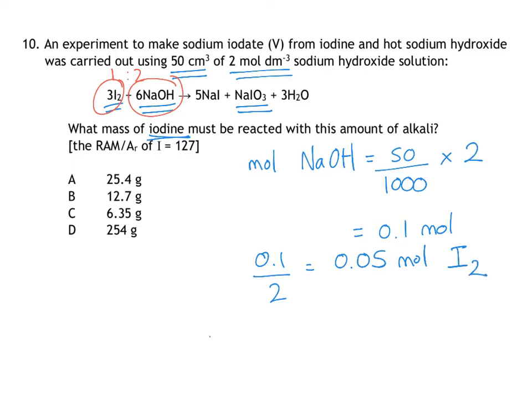And so therefore, to get my mass of iodine, it's moles times MR. So MR meaning the molecular mass, or the RFM, as it may be in your exam board. 0.05 moles needs to be multiplied by 127 times by 2.